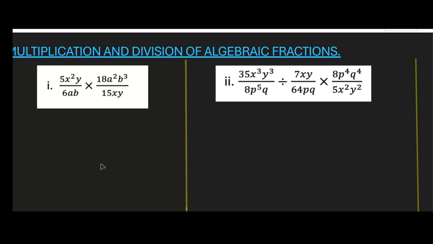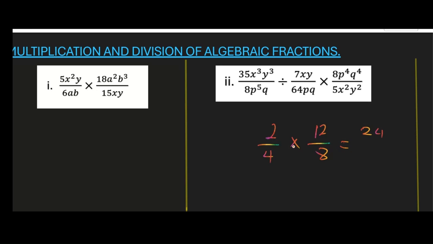Let's begin with numerical fractions, how to multiply or divide them. Assuming we have 2 on 4 multiplying 12 on 8, how do we simplify this? For multiplication of fractions, we can just multiply the numerators and the denominators separately. But then we can do simplification.